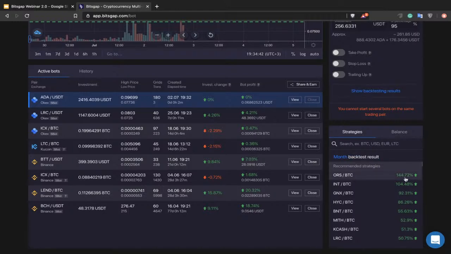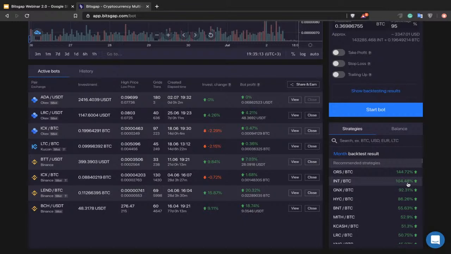Throughout the last month, they were up by this percentage, and these are recommended strategies based on the risk to return ratio. These are the cryptocurrencies that were most liquid, most tradable during the last month, and they have achieved the highest returns. That doesn't mean that past results guarantee future results. It doesn't mean that you will get the same return next month.